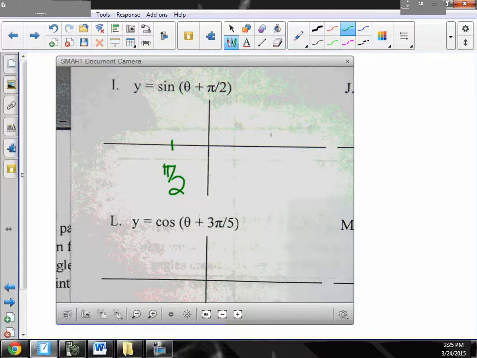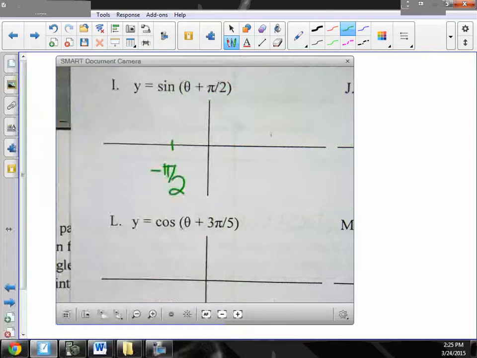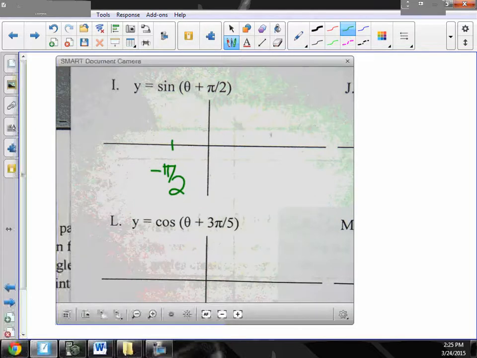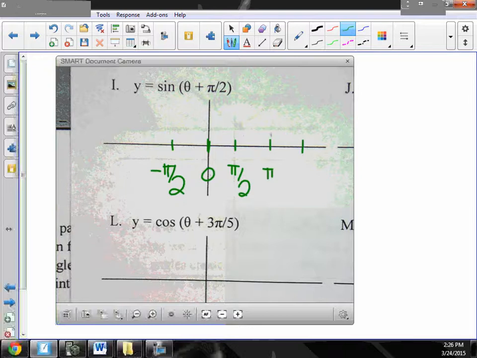So my first critical point is -pi over 2. My next one would be 0. There's going to be one at 0 in this case. And then pi over 2. And the next one would be pi. And the last one would be 3 pi over 2.